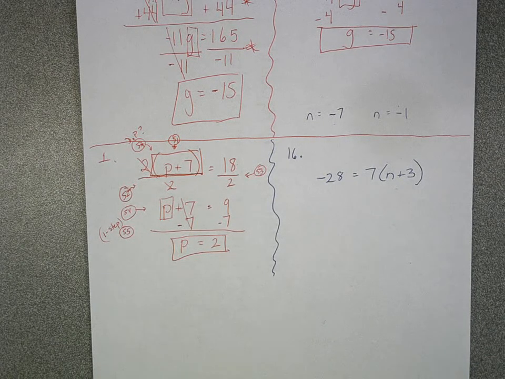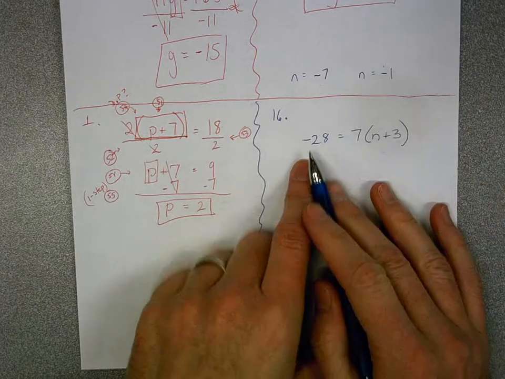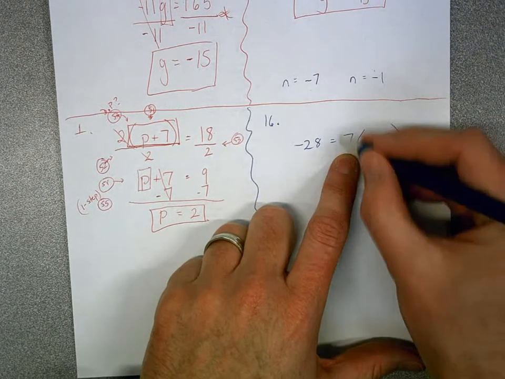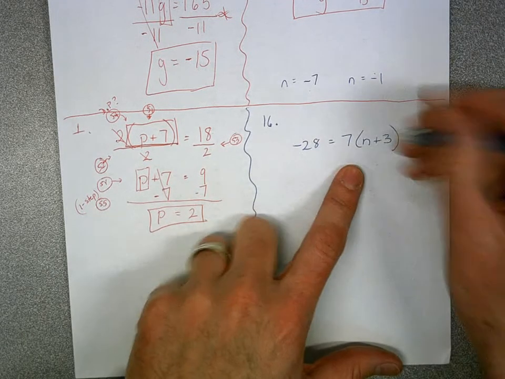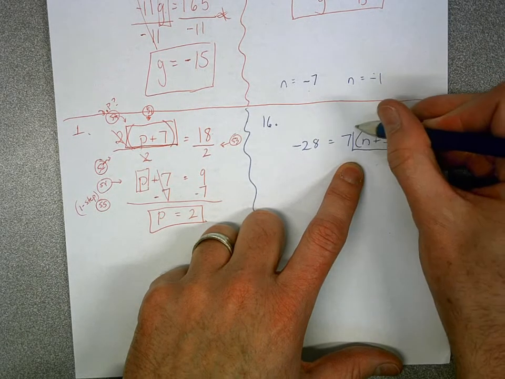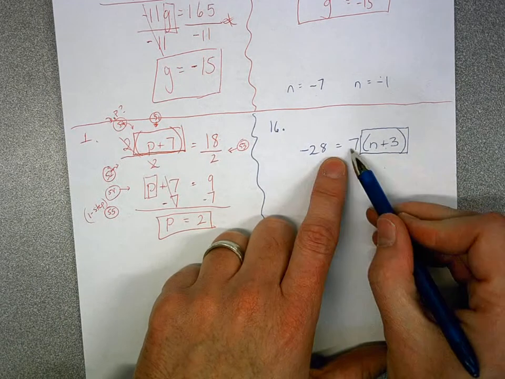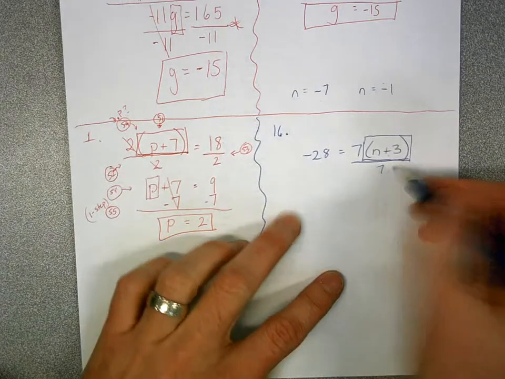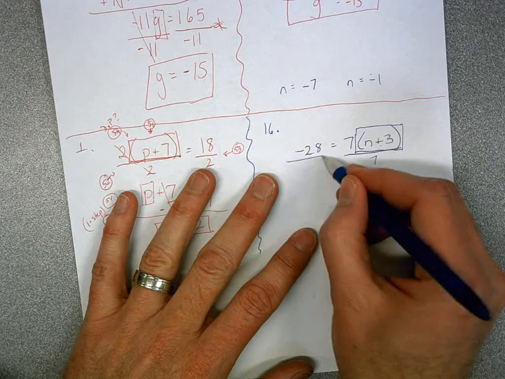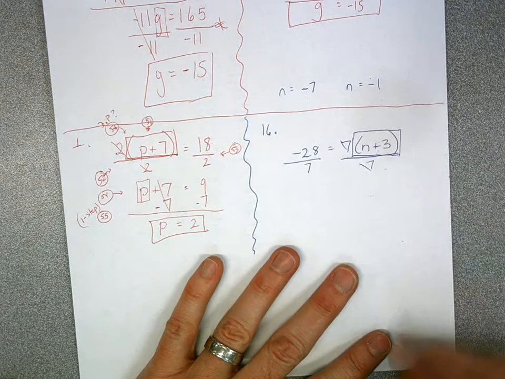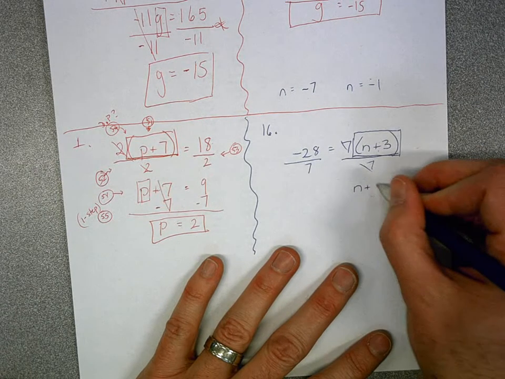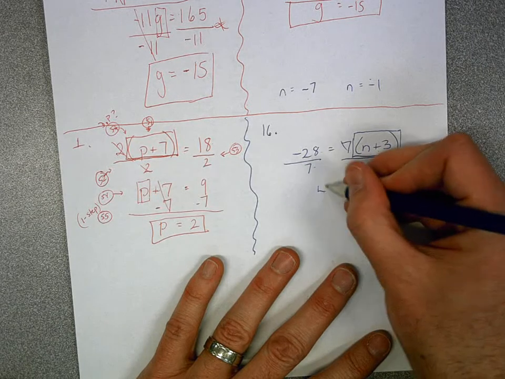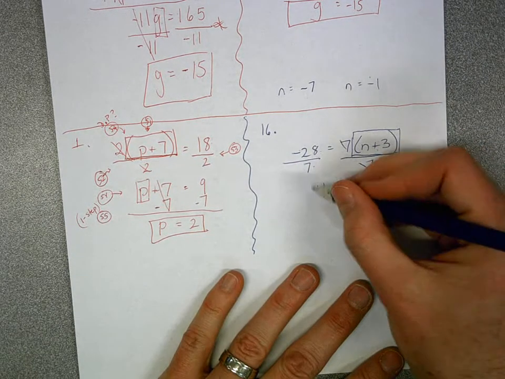So here we go. Negative 28 equals 7 times the sum of n plus 3. Here's distributive property over here. There's my variable. I'm going to box in what I called my variable expression. This is being multiplied with 7, so I'm going to do the opposite. I'm going to divide by 7. I divide this side by 7, and I'm going to divide this side by 7. So these cancel. We end up with n plus 3 over here, once those cancel out. 28 divided by 7 is 4. Negative divided by a positive is a negative.